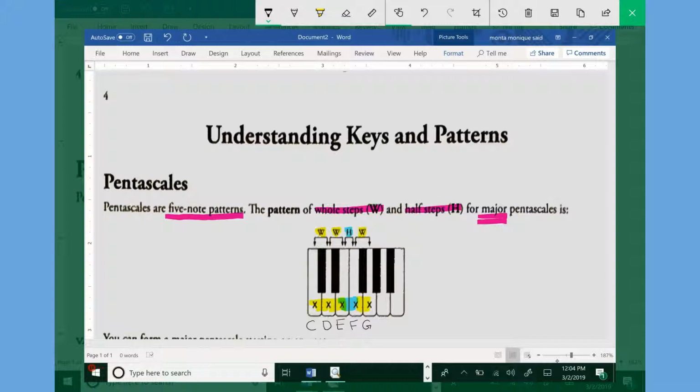Now, how do we know again that from E to F is a half step? We know that because there is no note in the middle. One more time, let's write our pattern. Whole step, half step, and whole step.